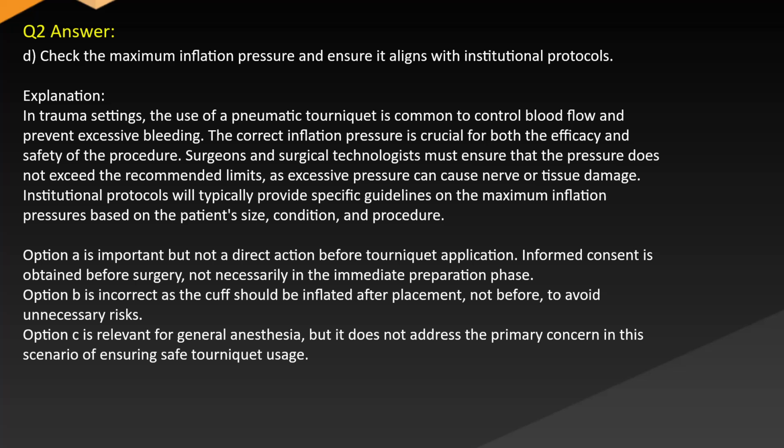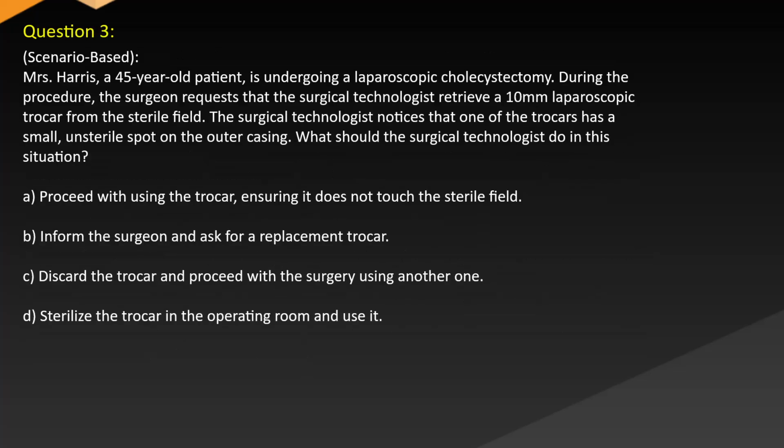Option A is important but not a direct action before tourniquet application. Informed consent is obtained before surgery, not necessarily in the immediate preparation phase. Option B is incorrect as the cuff should be inflated after placement, not before, to avoid unnecessary risks. Option C is relevant for general anesthesia, but it does not address the primary concern in this scenario of ensuring safe tourniquet usage.